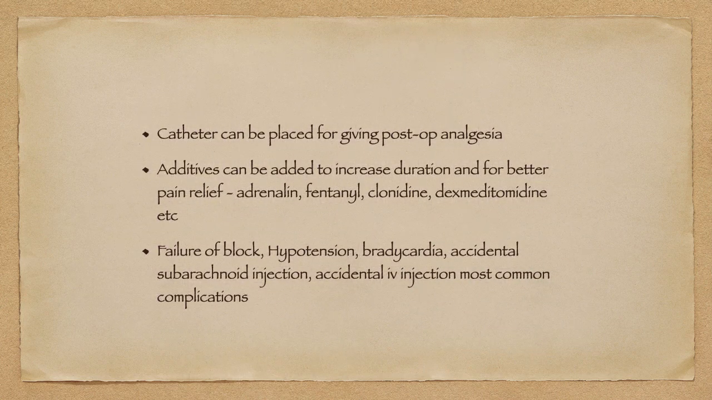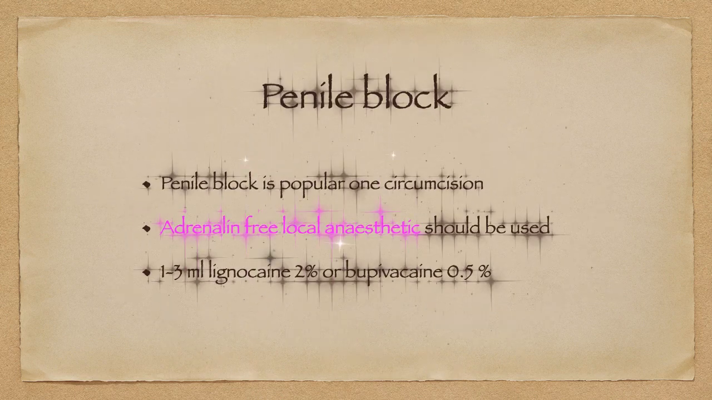A catheter can be placed for giving postoperative analgesia. Additives can be added to increase duration and for better pain relief. Adrenaline, fentanyl, clonidine, dexmedetomidine, etc. can be used. Failure of block, hypertension, bradycardia, accidental subarachnoid injection, and accidental IV injection are the most common complications.